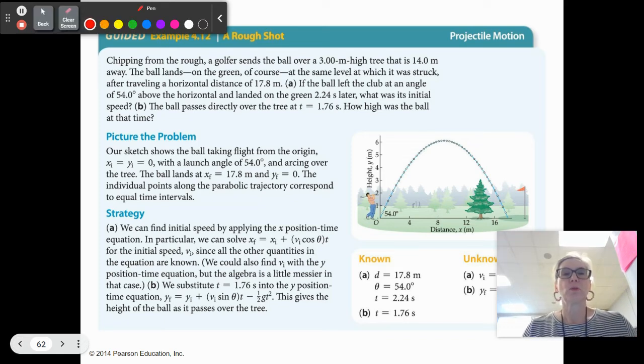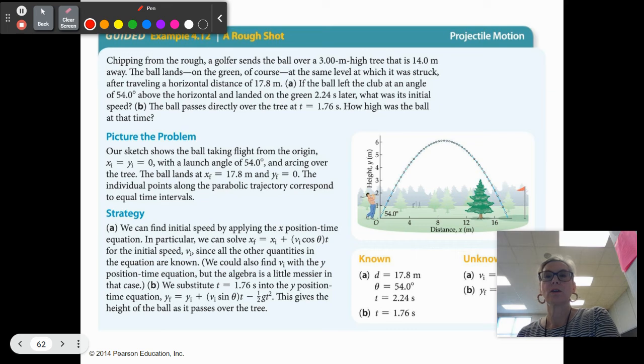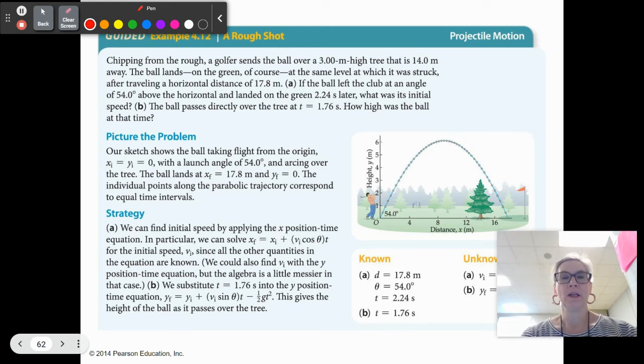So chipping from the rough, a golfer sends the ball over a 3-meter high tree that is 14 meters away. The ball lands on the green, of course the same level at which it was struck, after traveling a horizontal distance of 17.8 meters. If the ball left the club at an angle of 54 degrees above the horizontal and landed on the green 2.24 seconds later, what is the initial speed?